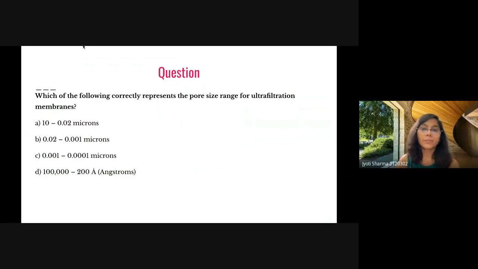Okay, so coming to the next question, as we already have discussed this: which of the following correctly represents the pore size range for an ultrafiltration membrane? I already have shown you a figure, and if you remember, you can give me the answer. The pore size range for an ultrafiltration membrane. Dia gave me the B answer. Okay, so yes, B is the right one.